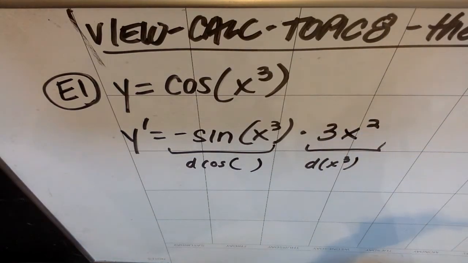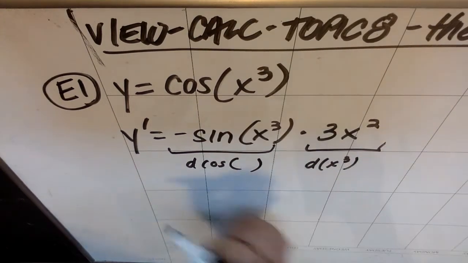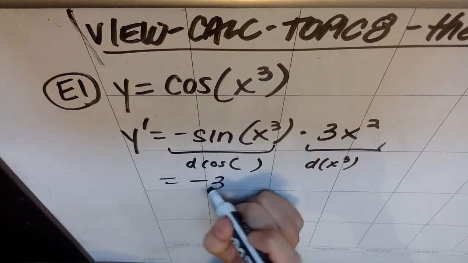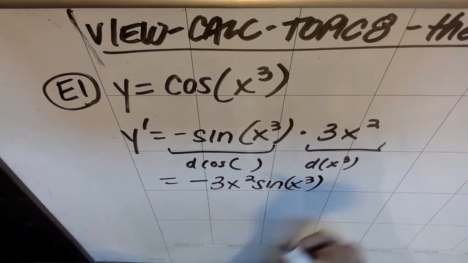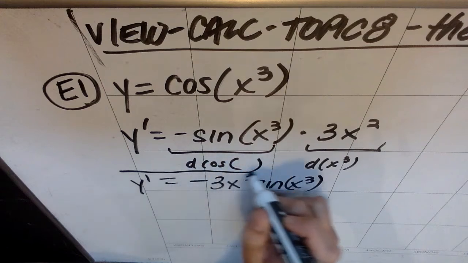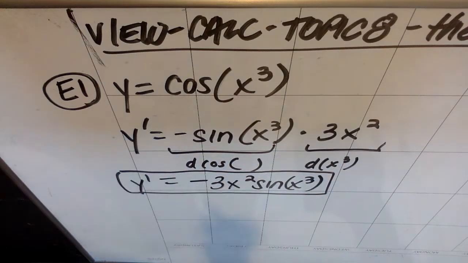Oh, I did something dumb. Sorry, I just noticed that I made a typo in the packet, but you're going to get that this is negative 3x squared sine of x cubed. That's your y prime. Cool. So again, derivative of the outside function times the derivative of the inside function. Cool. So let's do example 2.